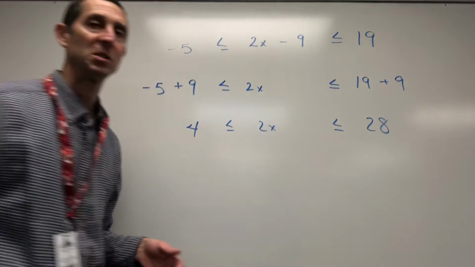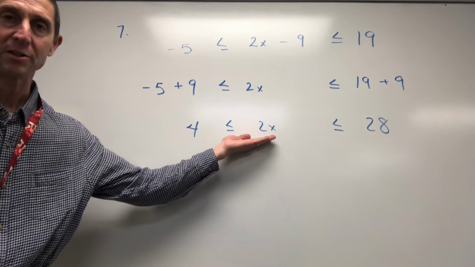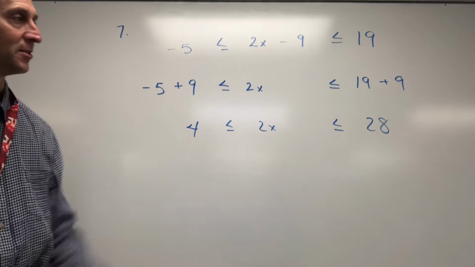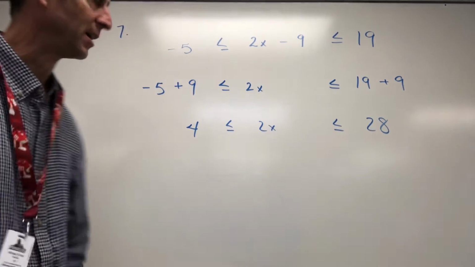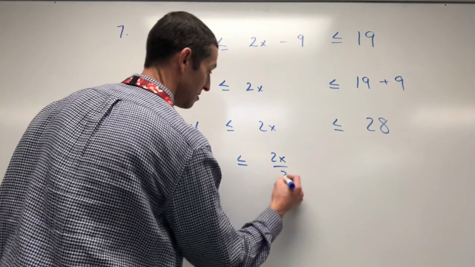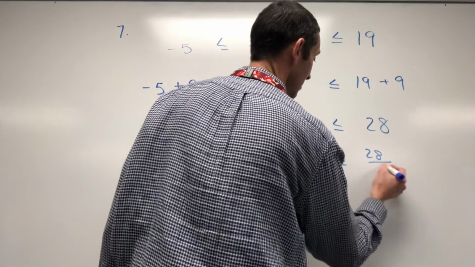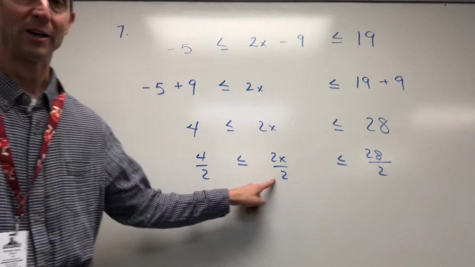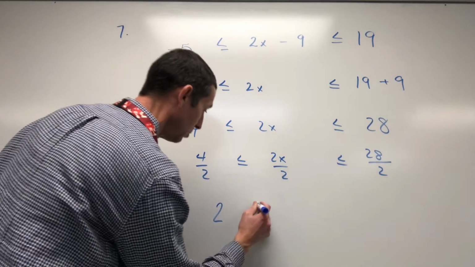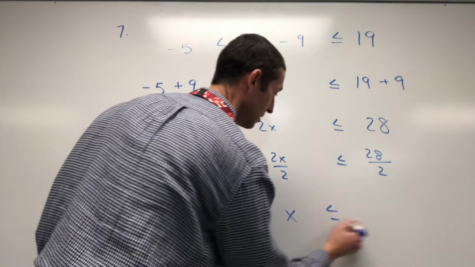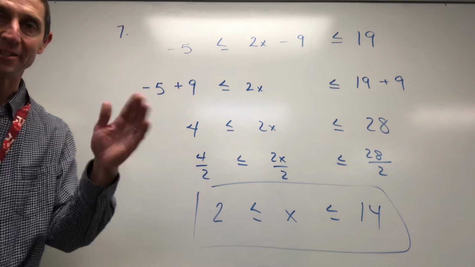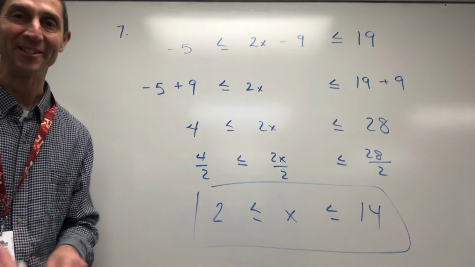All right, now you're only one step away. You were trying to solve for x. It's still been multiplied by 2. So for you to finish this off, we just divide everything by 2. So divide by 2, divide by 2, divide by 2, and we get our answers. 2 less than or equal to x, less than or equal to 14. So you got a double inequality situation to get a hold of.